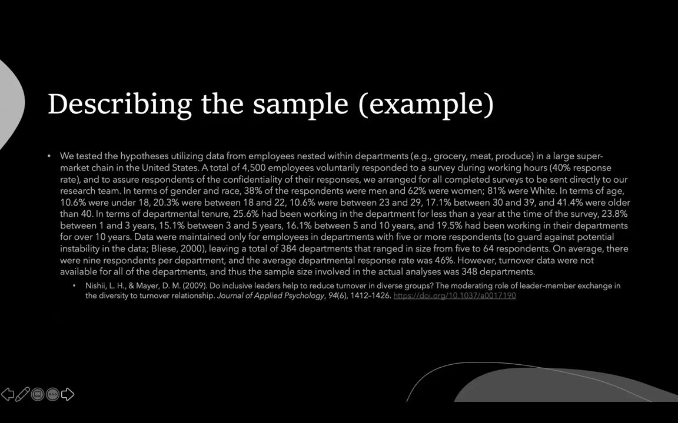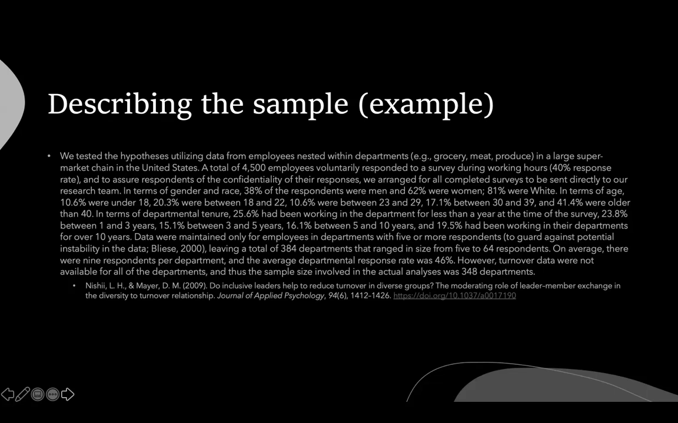They assured their response of confidentiality, and they arranged for all, and this is how they did it, right? It's that they had the responses sent directly to the research team. They talk in here in terms of percentages, the percentages by gender and race. And then they bin the ages. Instead of talking about a mean age or the range of ages, they talk about bins of ages.